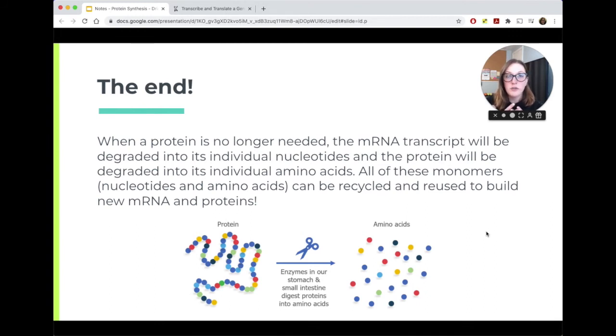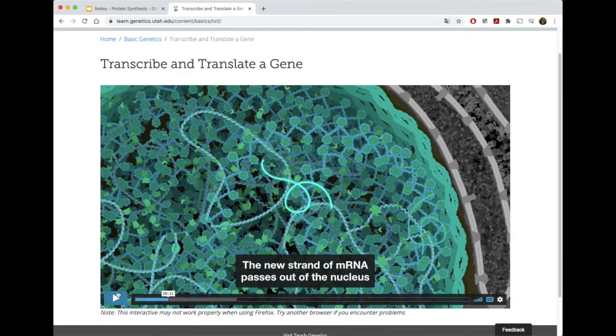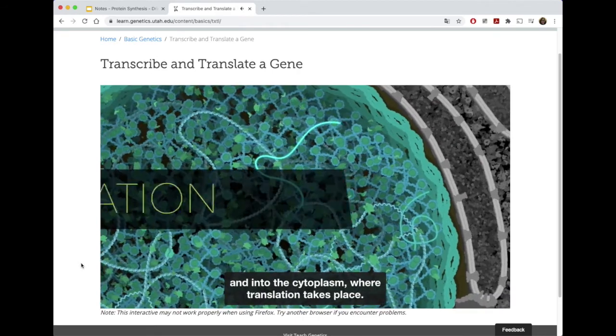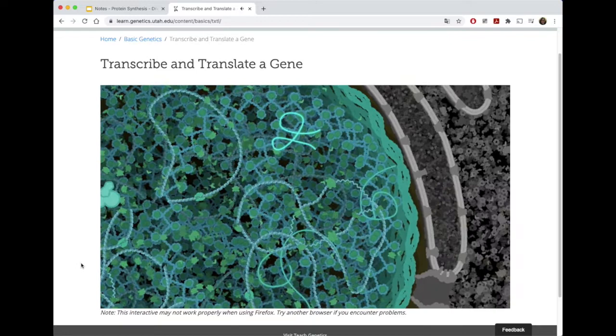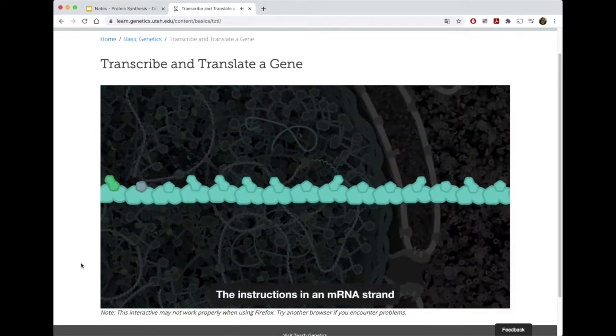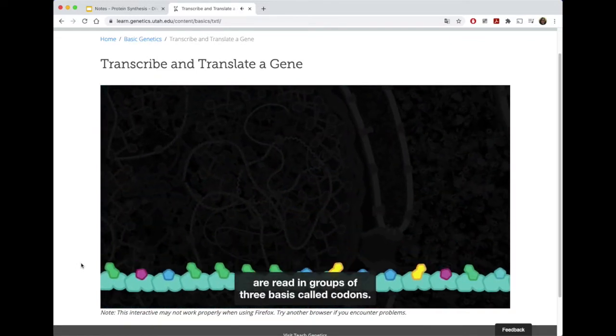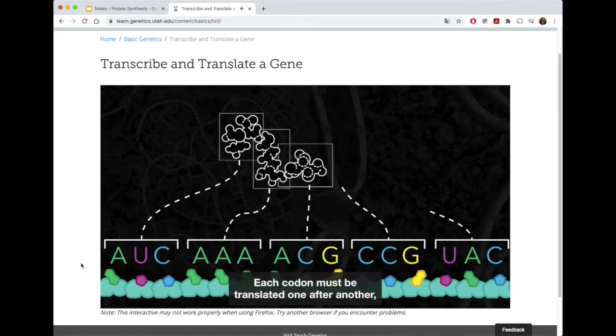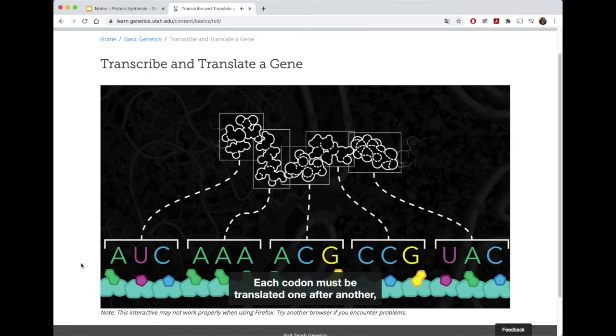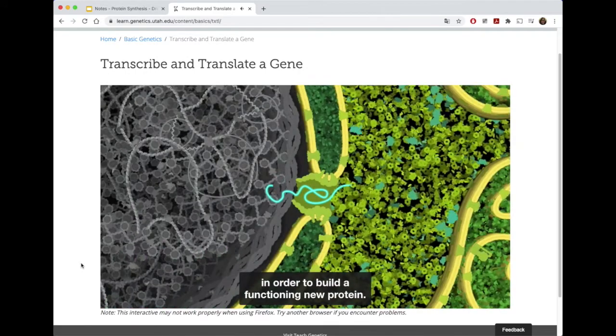Let's pause in the notes and go to the animation to see what this looks like in a cell. And into the cytoplasm where translation takes place. The instructions in an mRNA strand are read in groups of 3 bases called codons. Each codon must be translated, one after another, in order to build a functioning new protein.